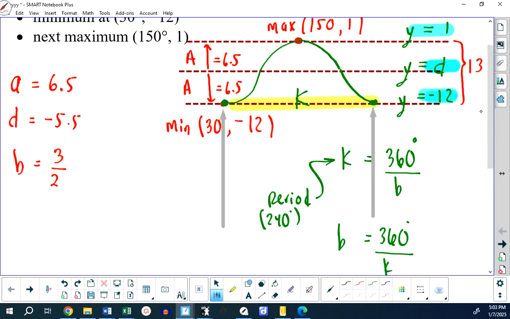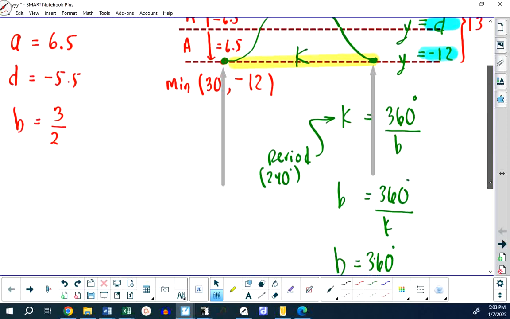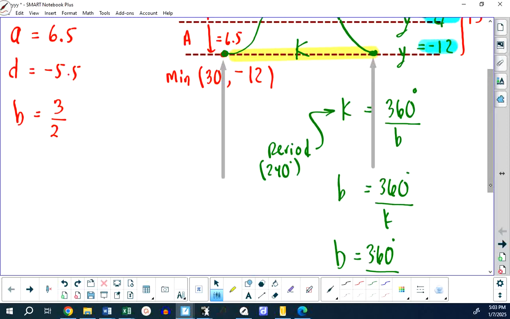Now, how is it we find C? The answer is we load in these three parameters that we know into this equation.